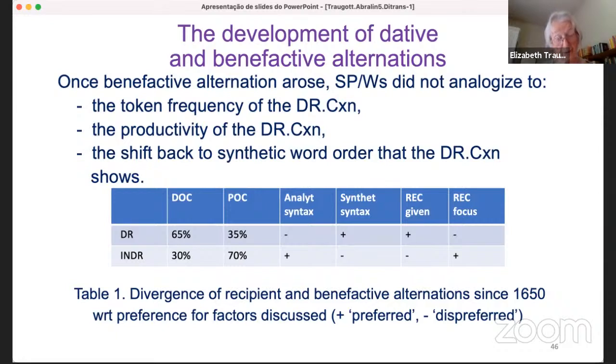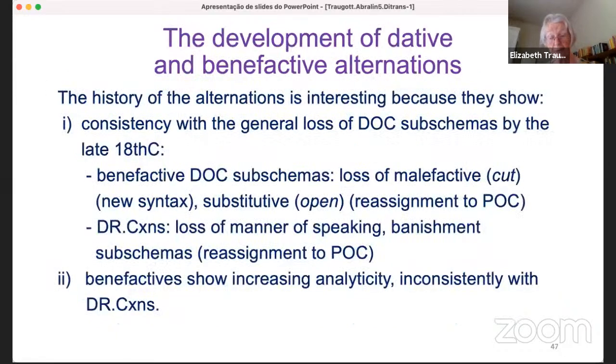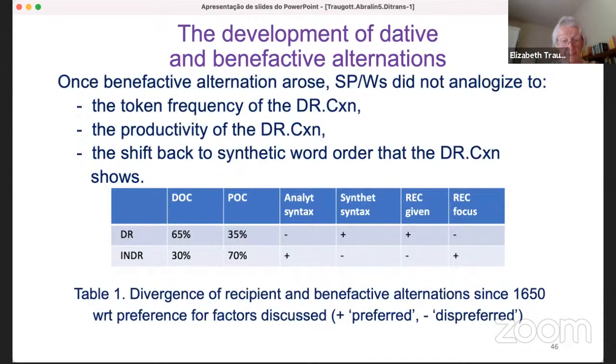65% DOC. That is synthetic syntax. That is a move away from analytic syntax. The recipient is given. And it is not focus. Sorry, we can make that is.